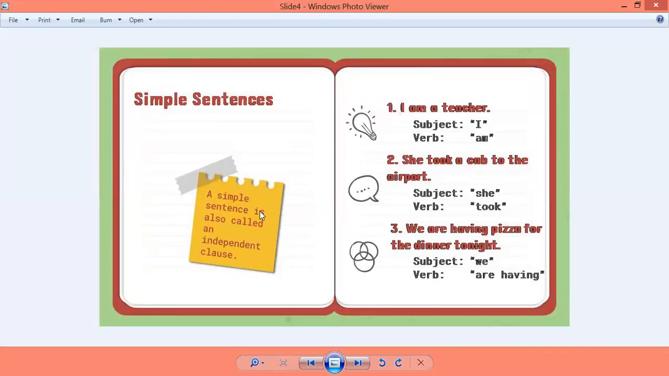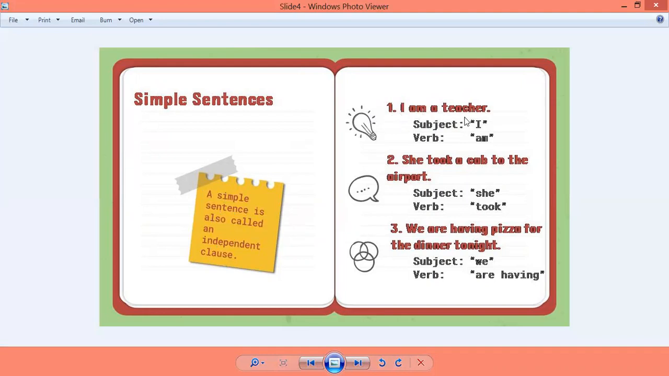A simple sentence is also called an independent clause. कोई भी sentence जो खुद के ऊपर meaning बना लेगा. Any sentence which will make sense on its own. उसको कोई दूसरे sentence की जरूरत नहीं पड़ेगी to make sense, right? And that is why it is called an independent clause.